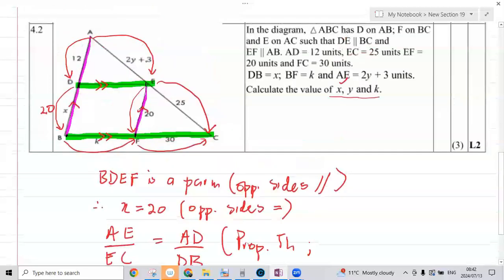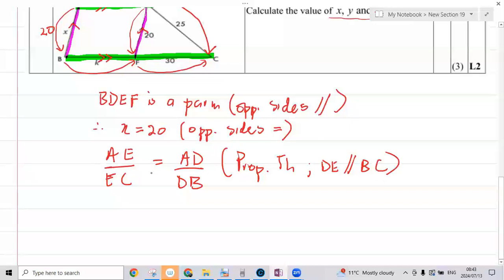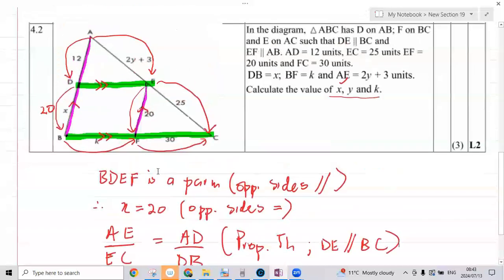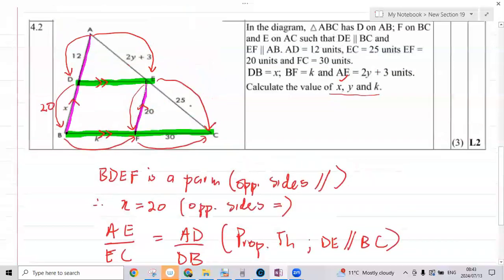Once again, remember AE over EC equals AD over DB, and that is because DE is parallel to BC. Now I'm going to substitute. What is AE? AE is 2y plus 3 over EC. EC is 25.